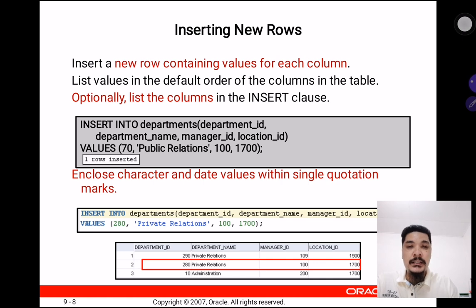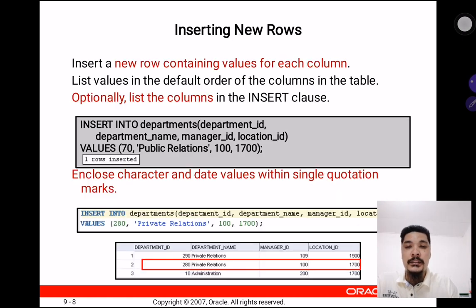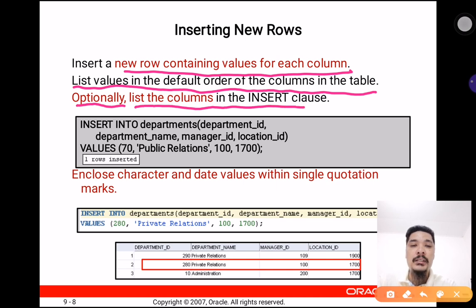Inserting a new row. Number one, this is what we call INSERT. This is the example here: insert a new row containing a value for each column. List values in the default order of the columns in the table, and optionally list the columns in the INSERT clause.